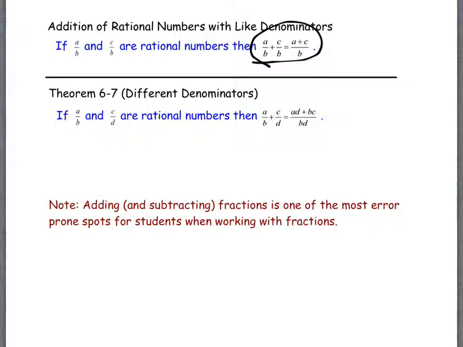I want to talk a little bit first about the first one, the like denominators. Sometimes kids want to add across the top and add across the bottom. Right? That's a pretty common feeling to have. And that's what we do with multiplication. We multiply across the top, we multiply across the bottom. So why in the world is it that once the denominators match, we don't just add across the bottom?